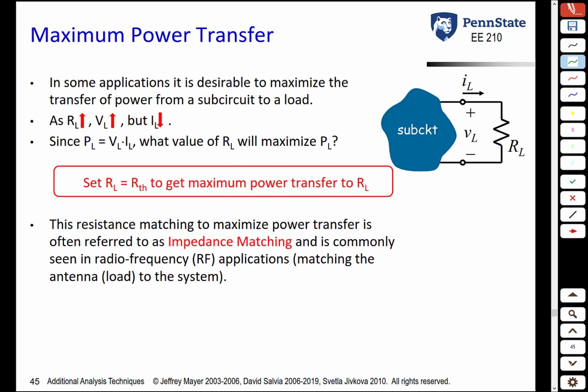So in some applications, it's desirable to maximize the transfer of power from some circuit or subcircuit to a load. What we saw in the previous example, if you increase the load resistance, its voltage will go up, which should tend to increase the power it absorbs, but its current goes down, which tends to decrease the power absorbed by the load. So since PL is the voltage across the load times the current through the load, the question is what value of load resistance will maximize the power it absorbs? Turns out the solution is very elegant. If you set the load resistance equal to the Thevenin resistance of the circuit it sees, that maximizes the power transfer to the load, and that is the maximum power transfer theorem.